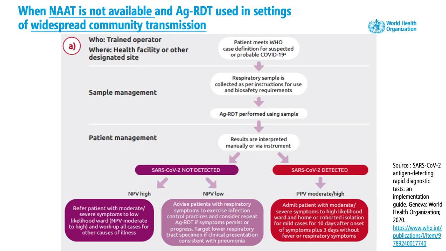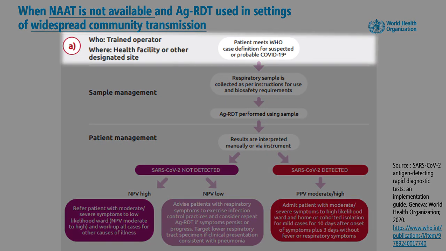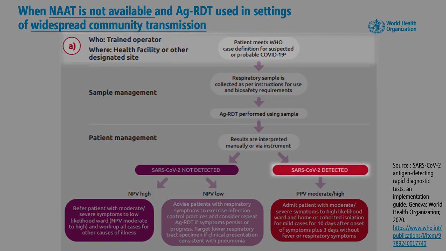When molecular tests or nucleic acid amplification tests such as RT-PCR are not available, and there is widespread community transmission of SARS-CoV-2, antigen rapid diagnostic tests may be used. A trained operator should take the sample. If SARS-CoV-2 is detected, the patient should be isolated or cohorted according to their symptom severity.